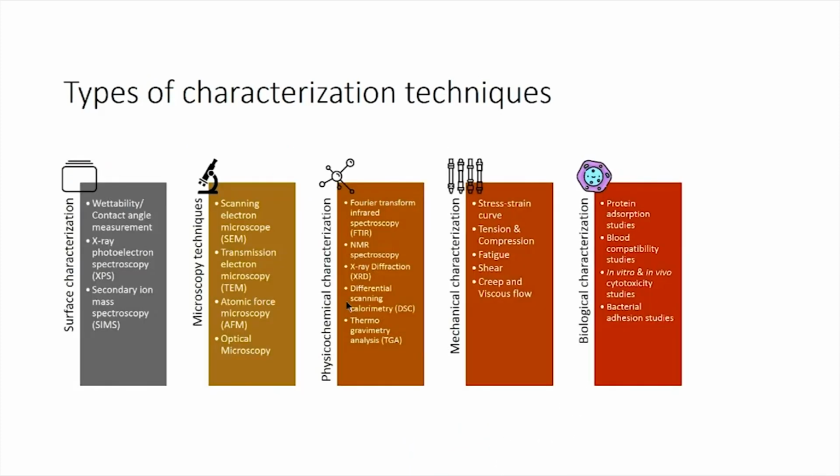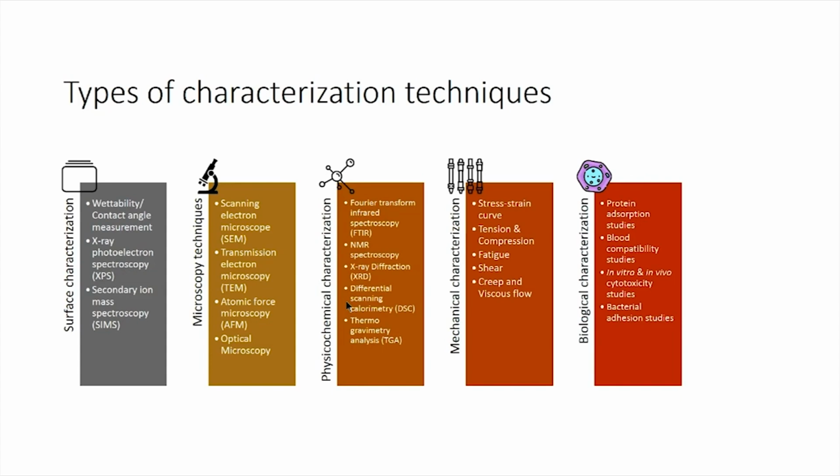Coming to characterization techniques, there are predominantly five different types. There are a lot of techniques available for a lot of properties, but these are the widely used techniques in the biomaterial field. Surface characterization techniques include wettability or contact angle measurement, a technique where you find whether a material surface is hydrophobic or hydrophilic. Hydrophobic is water repelling and hydrophilic is water attracting.